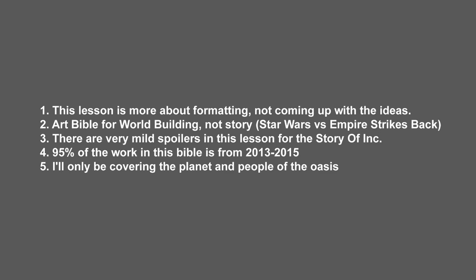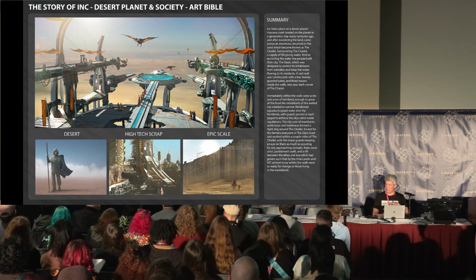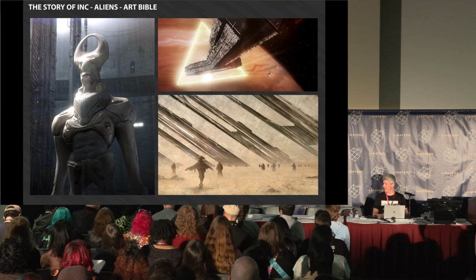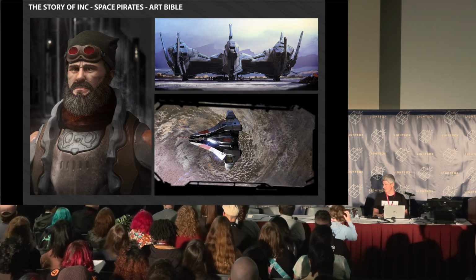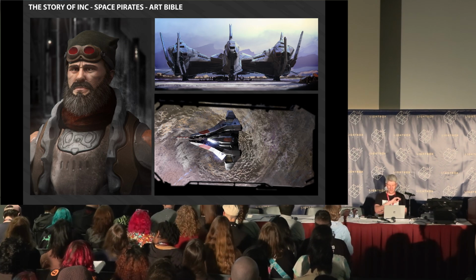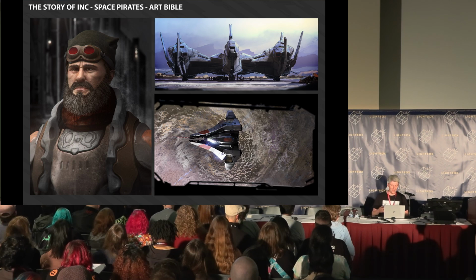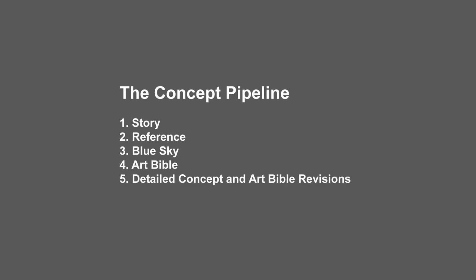I'll only be covering the planet and the people of the Oasis. There are 3 different groups in the story of Ink. There's the desert planet, which is what we're going to be going through. Then there are the aliens, which have their own aesthetic, and a whole group of people who worked on Ink worked on that. And then there are the space pirates, which is yet another aesthetic. I'm very sorry for the people who worked on this project whose work will not be featured in this talk, but doing the same thing for all 3 groups seems kind of redundant. So we're going to do one, and that should give you what you need to know.